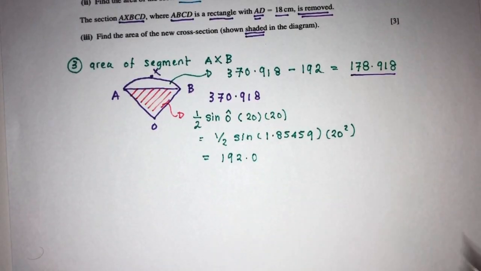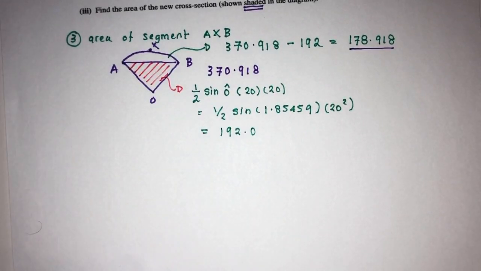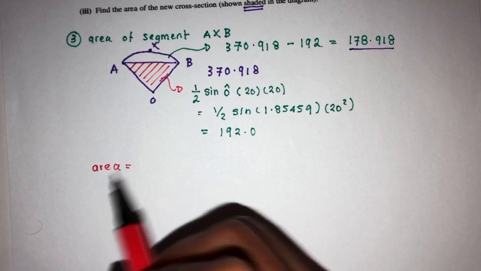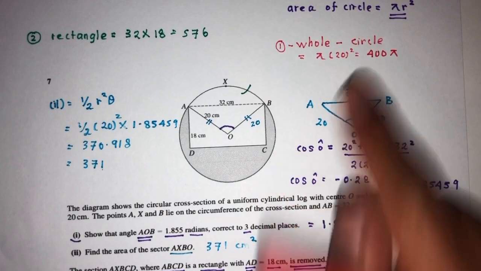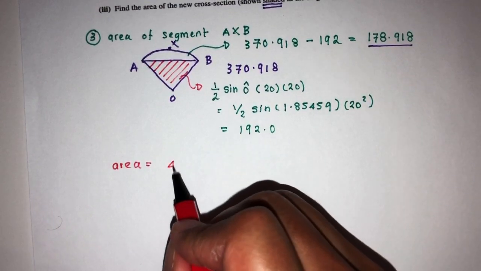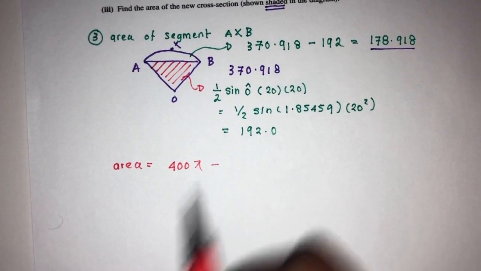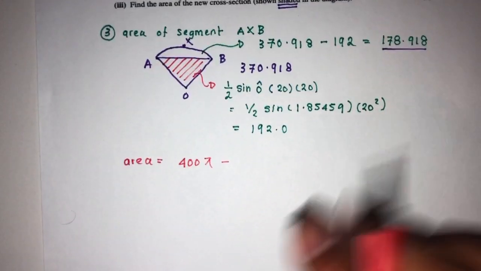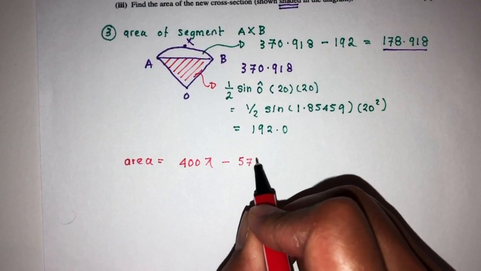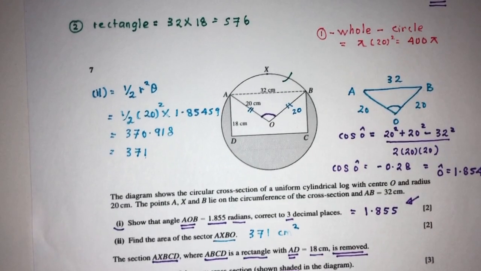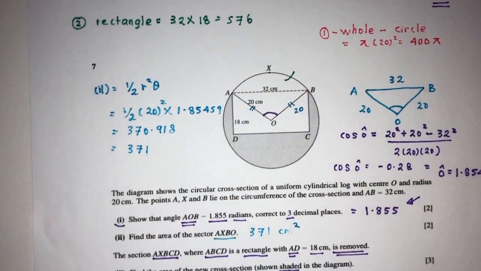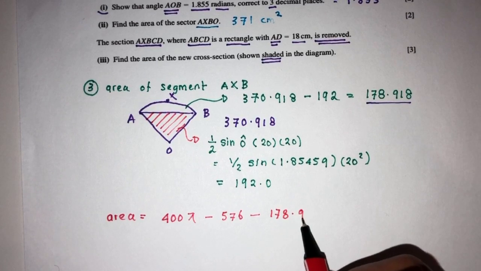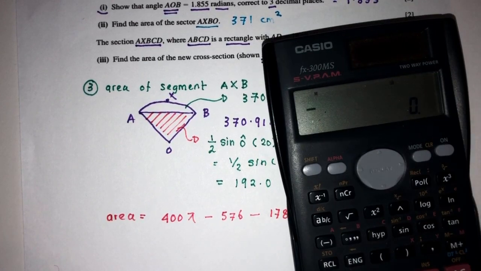Now, it is not done yet. As we have seen, the area that we need will be the whole thing, which is 400 pi. Let's write this down, the whole thing, minus the area of the rectangle, which is 576, and minus the area of the top part here, as we have just found to be 178.918. So let's find out.